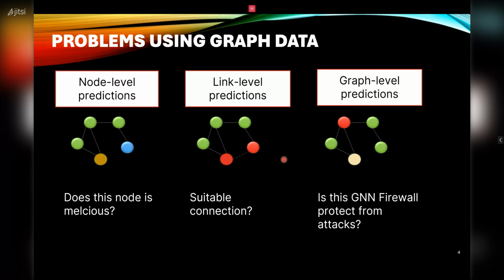For graph level prediction, for example, we can talk about the security firewall. Can this GNN help the state of the art firewall or next generation firewalls to protect from attacks? This type of problem we can solve with graph data.